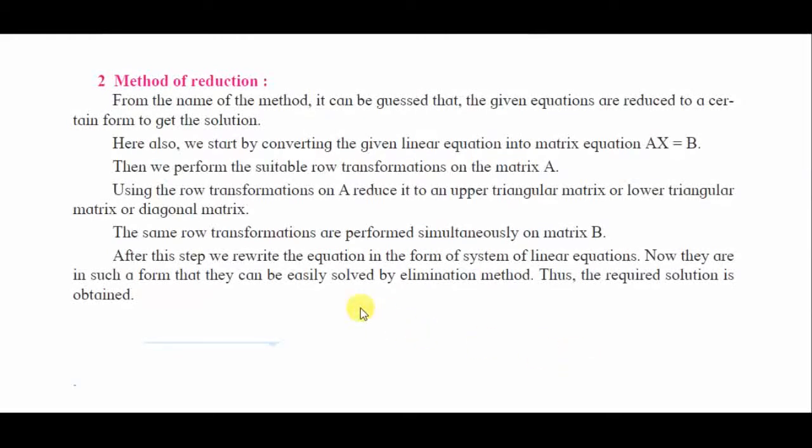Another method is the method of reduction. The reduction word only tells us that we have to reduce something. Now, what do we have to reduce? See here, let's begin with the same linear equation of matrix: Ax is equal to B. The same equation we are going to use, Ax is equal to B.